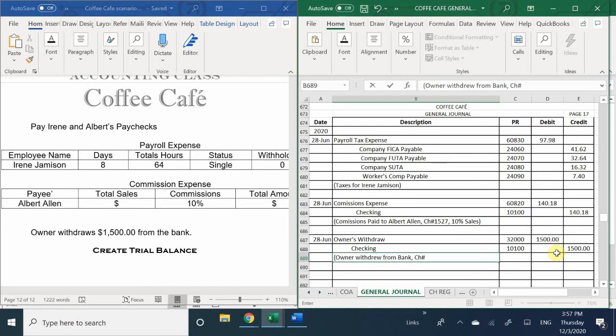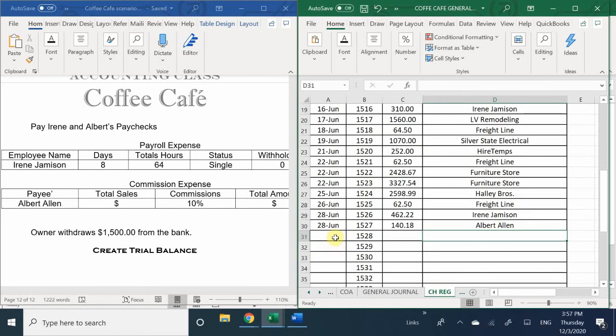Check number 1528 is our check here. Oh, I forget the owner's name. Bob Mason. Robert, that's the proper formal name. Bob Mason is the owner.